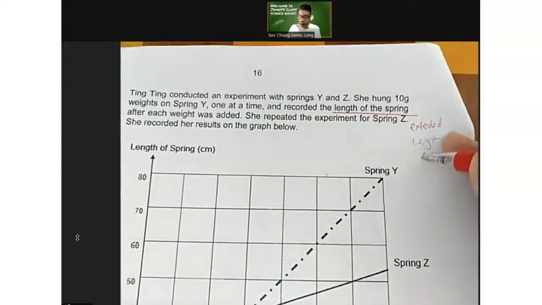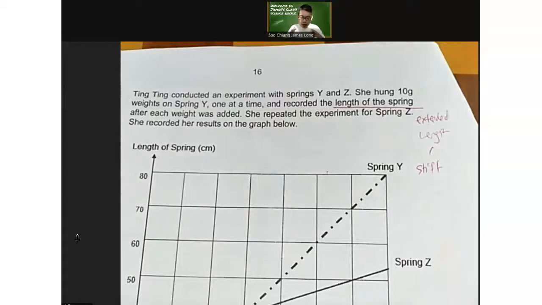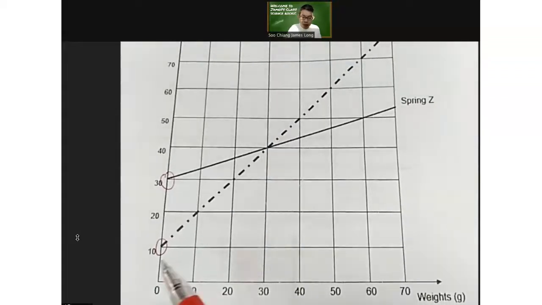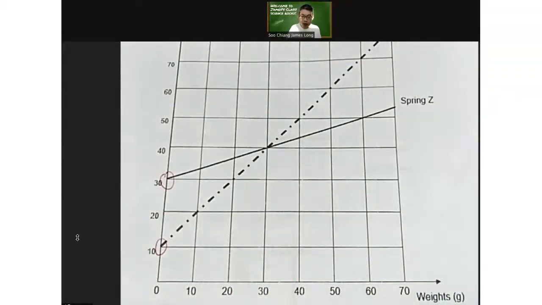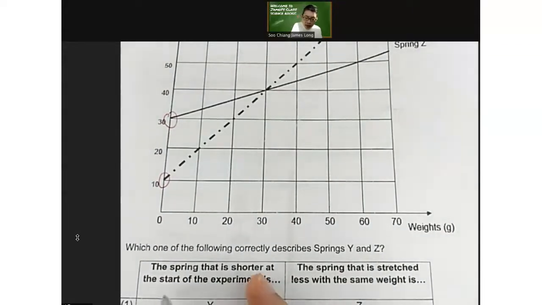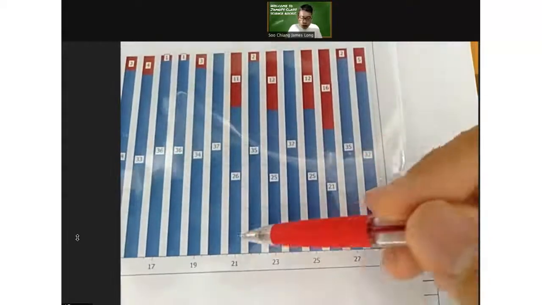So we talk about springs, we talk about whether they are stiff or not. The more stiff they are, the more elastic spring force will be in the stretched or compressed spring. In this case here, it seems like they are stretched, because every time they add the weights, the spring becomes longer. So which of the following describe springs Y and Z? The spring that is shorter at the start of the experiment. So this question tests if you can read a graph. Alright, so let me see question 22. Alright, most of you can read a graph for question 22.